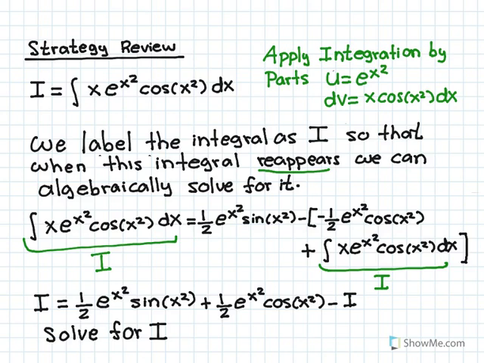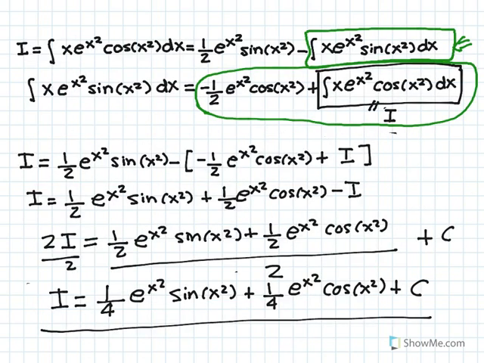So we have I is equal to 1/2 e to the x squared times sine of x squared plus 1/2 e to the x squared times cos of x squared minus I. You can bring the I over and solve for I. And if you do that, you will get this result here. This is the answer to the integral.